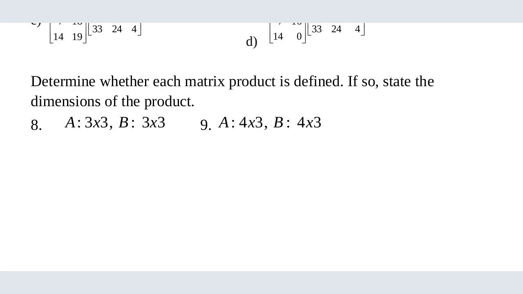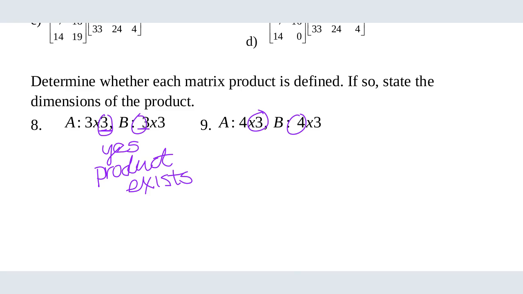Okay, so we're going to determine if the product exists. Remember, the columns of the first matrix must match up with the rows of the second matrix. So yes, the product exists. This one, the columns of the first matrix do not match up, so the product does not exist. So make sure you test for that, because if the product does not exist, you just stop right there. Just give the reasoning.